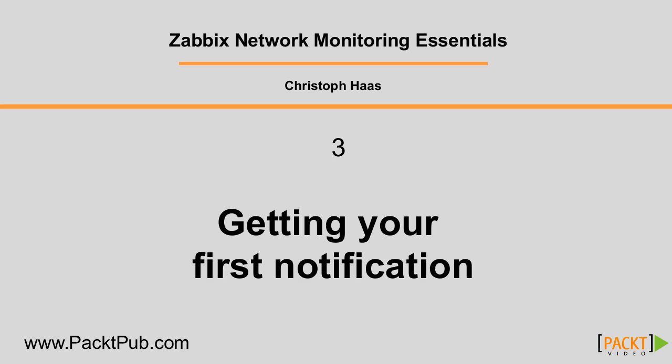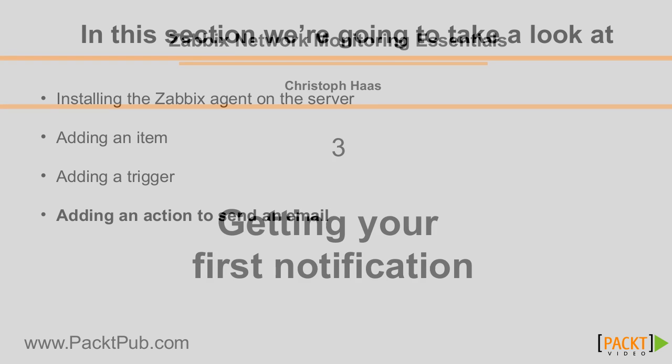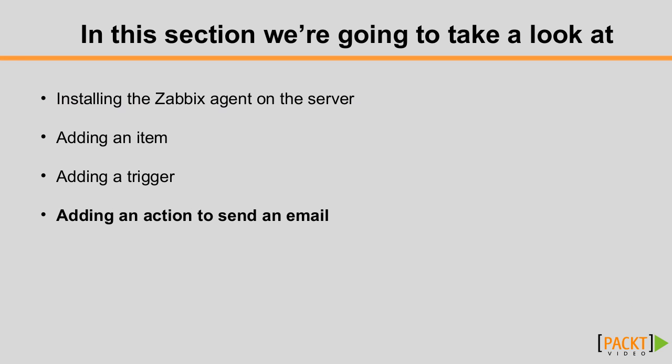In the previous videos, we have set up general monitoring of the Zabbix server. We added an item to check the presence of a certain file, and we defined a trigger to tell Zabbix that the absence of the file is an undesired situation. In this video, we will finally configure Zabbix to send you an actual email if this test file is missing.